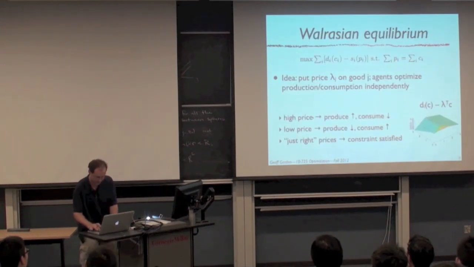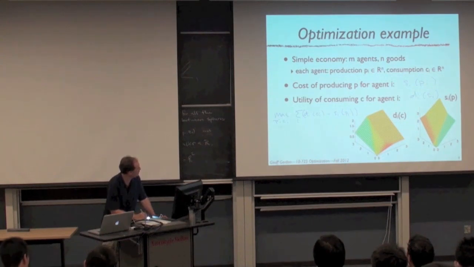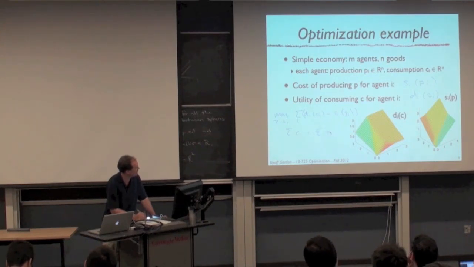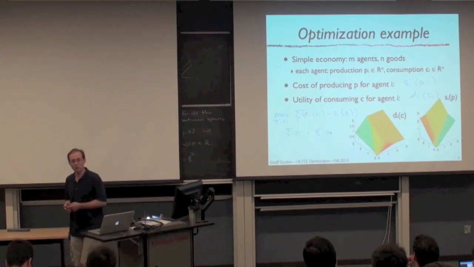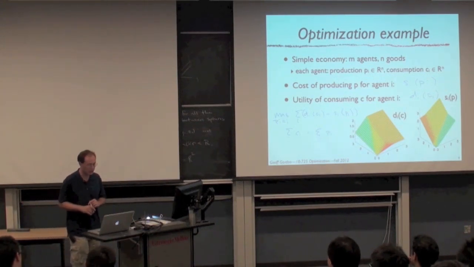And then there's going to be a constraint which says that the sum over i of consumption has to equal the sum over i of production. So goods don't get created or destroyed during the optimization.